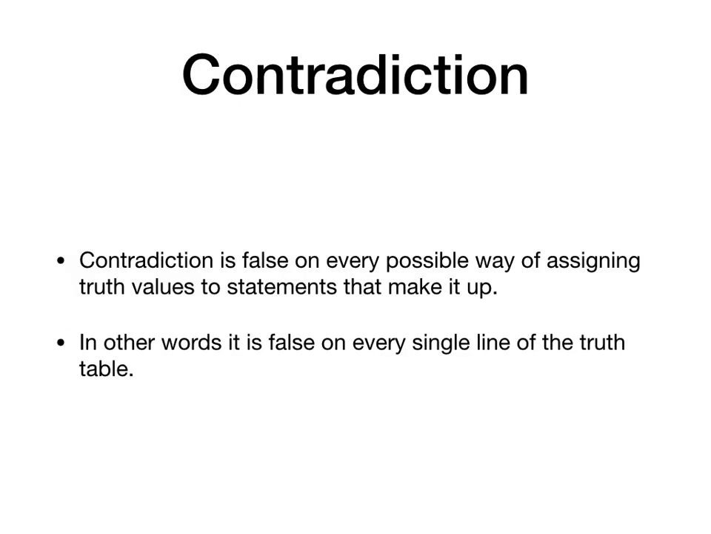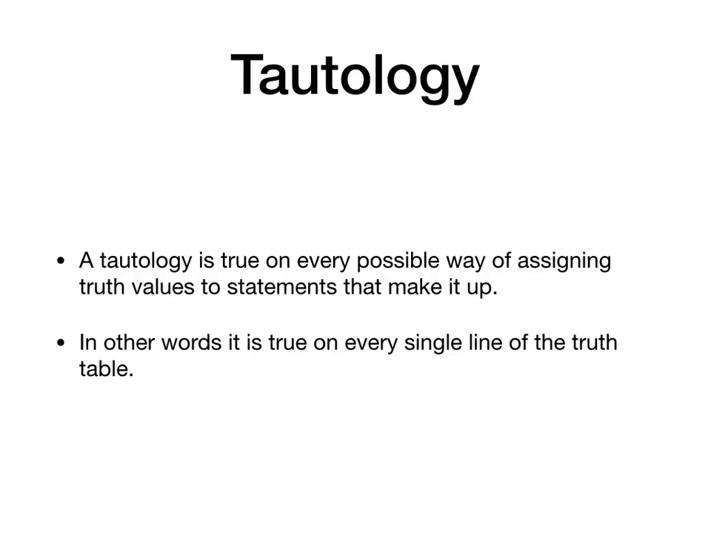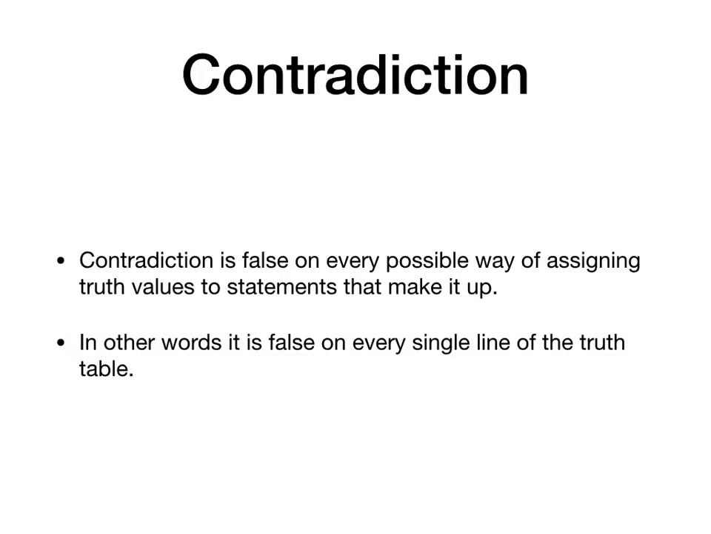And in a very real way, a contradiction is just the opposite of a tautology. A tautology is true on any way you assign the truth values to the statements that make it up. A contradiction is false on every possible way of assigning truth values to those statements. Or, in other words, on every single line of the truth table, the contradiction is false.